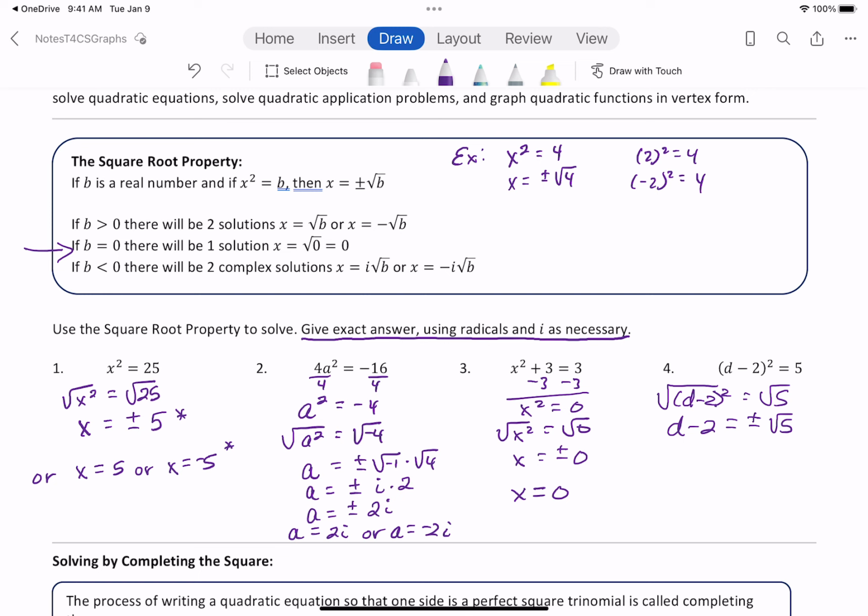But I don't have this equation solved for the variable yet. D is not by itself yet. I still need to add 2 to both sides. So I get D equals 2 plus or minus the square root of 5. And of course, if you wanted to write out both cases, you could say D equals 2 plus the square root of 5, or D equals 2 minus the square root of 5.